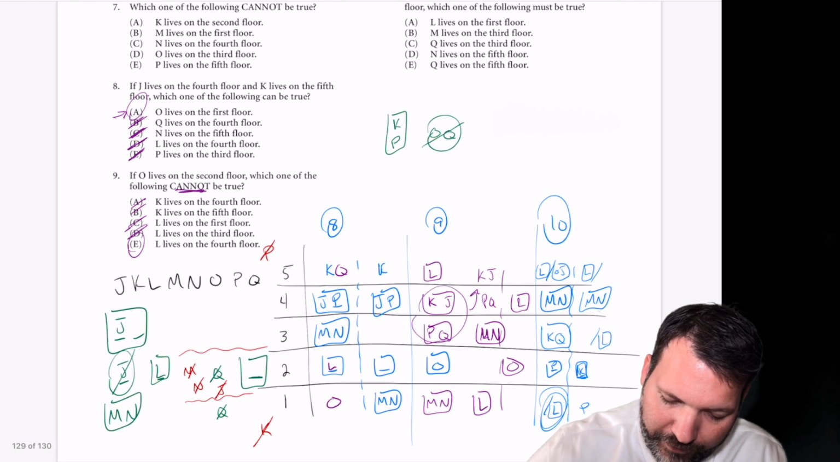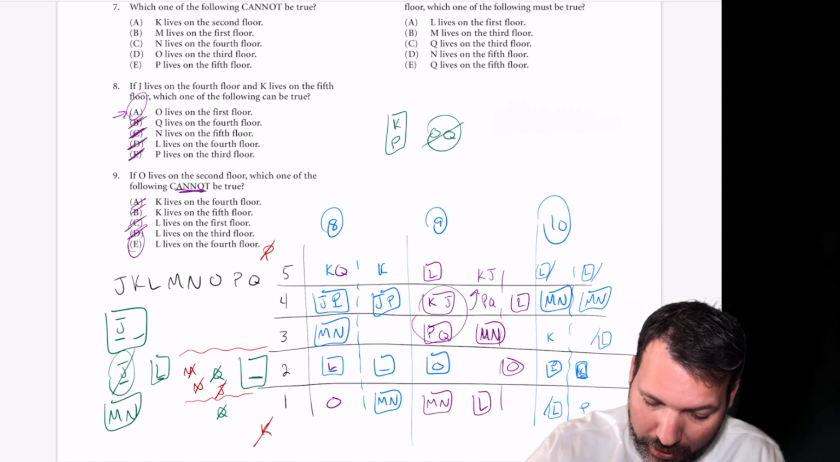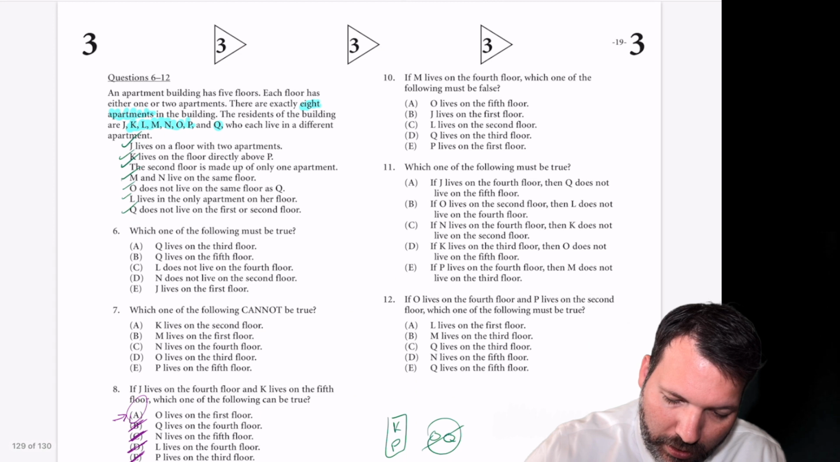J lives on the 1st floor. Couldn't J be with P down here? And then, oh, that's a problem. What about, okay, so let's go back. That might be the one. We have to keep O and Q separate, right? M, N. Which of the following must be false?